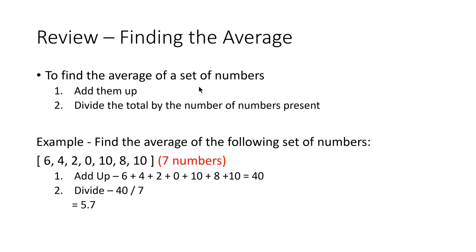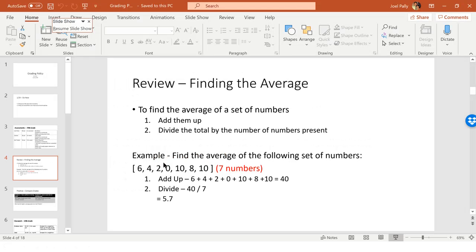So in this situation, we're looking at a set of exit ticket scores. Exit tickets, like I said before, are out of 10. So we're going to find the average exit ticket score from this set right here. To find the average, there are 2 steps. We add up the numbers, and we divide by the total number of numbers present. What do I mean by that? Let's look at this example, which is at the bottom of your notes.